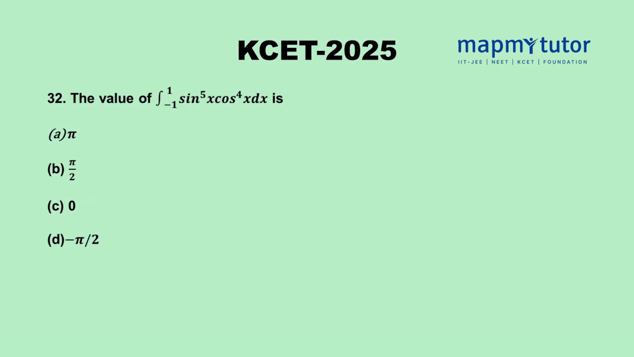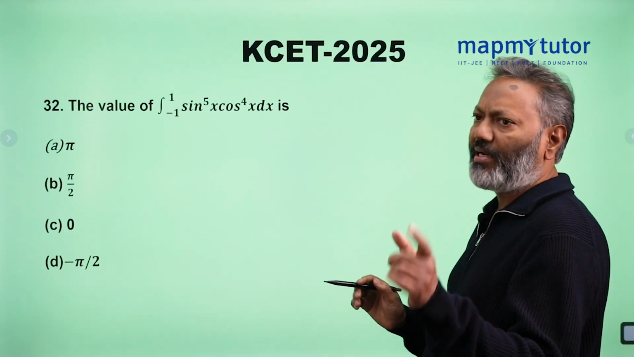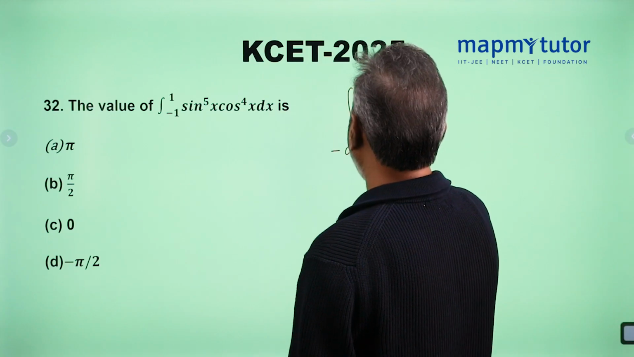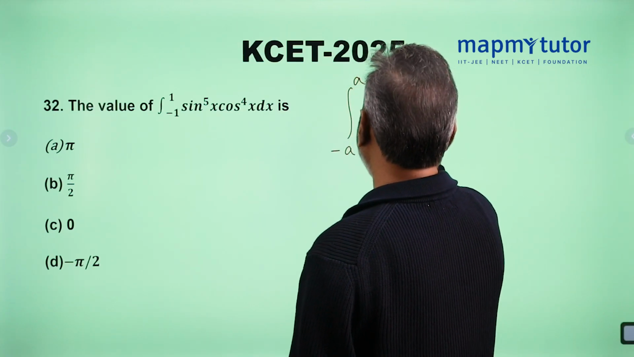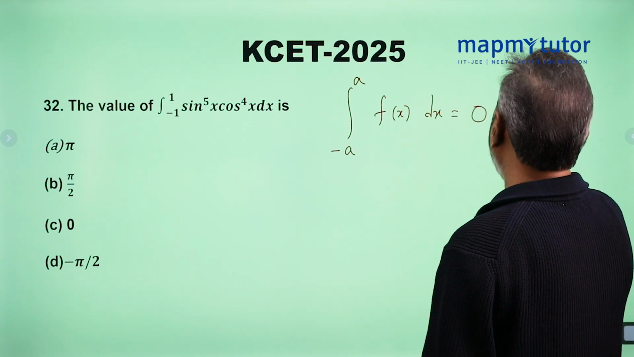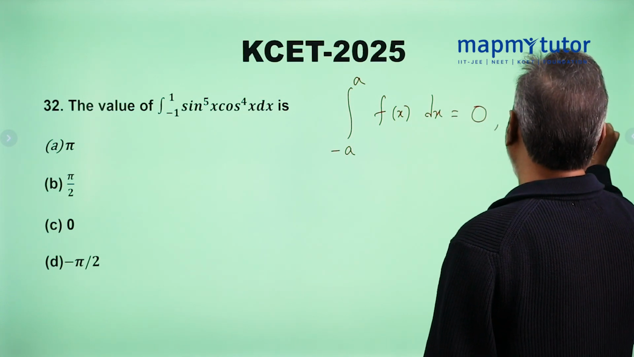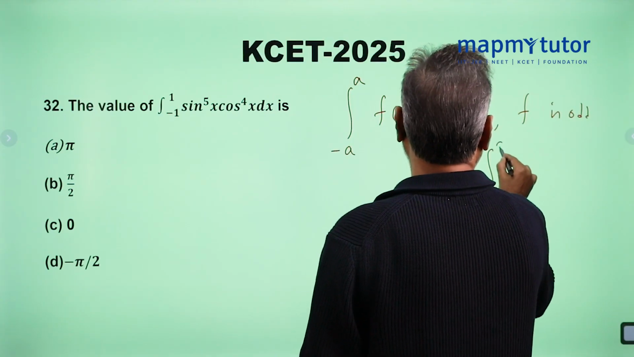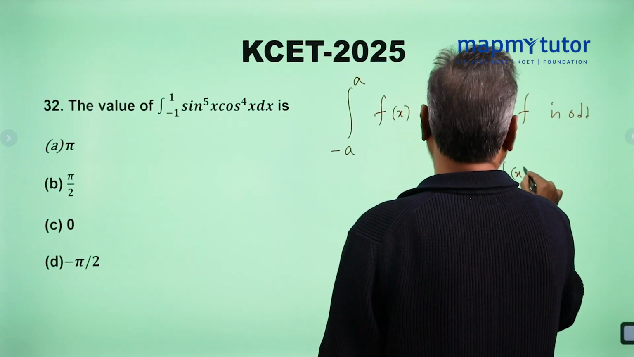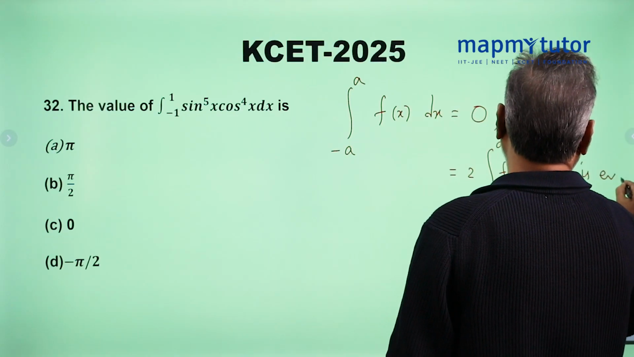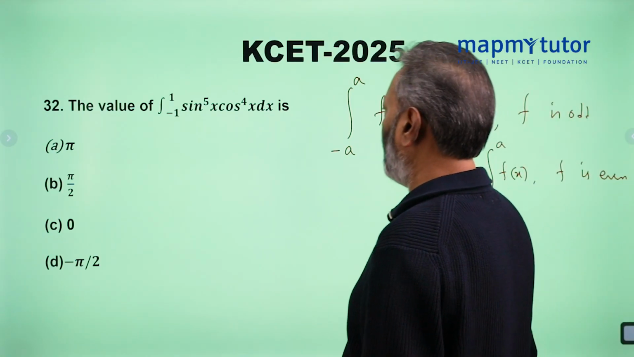The value of integral from minus 1 to 1 of sine power 5x into cos power 4x. Immediately, if you have any limits in this form, minus a to a, some function f of x dx, it will have two cases. It will be 0 when f is odd, or it can be 2 times integral 0 to a of f of x when f is even. These are the two cases we have in definite integration.